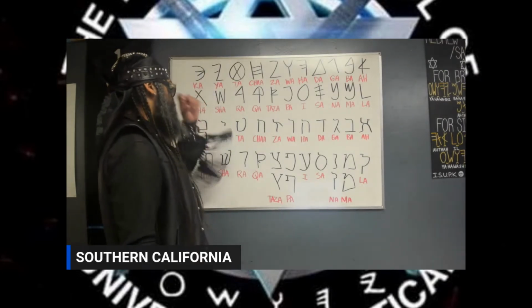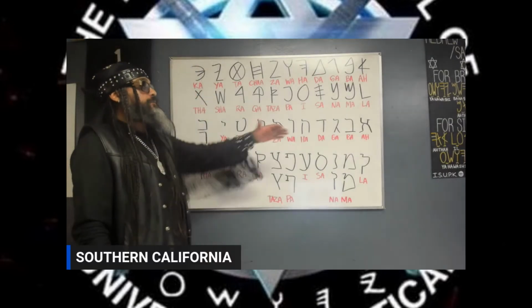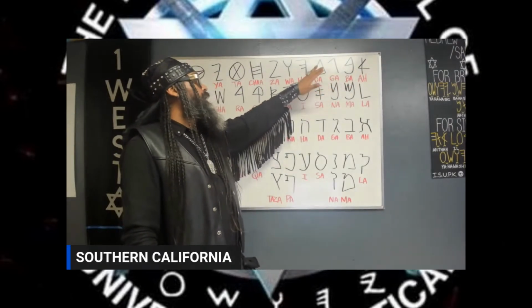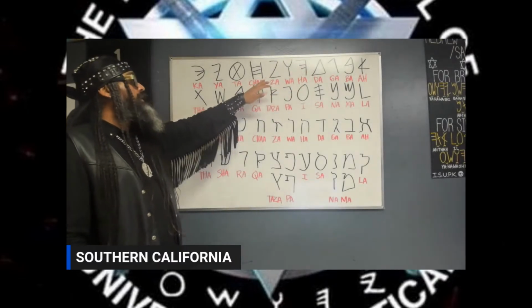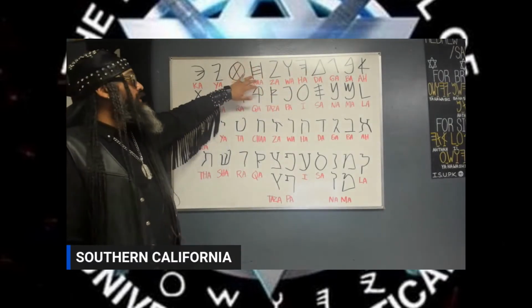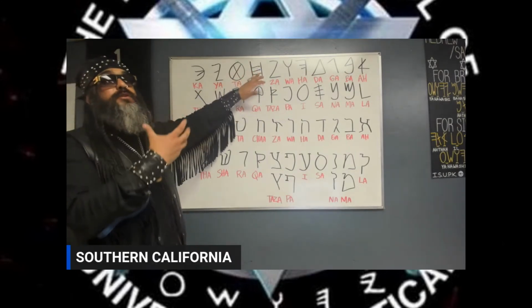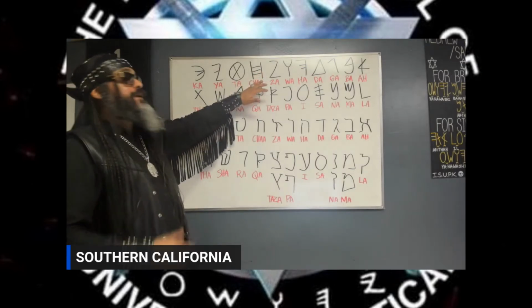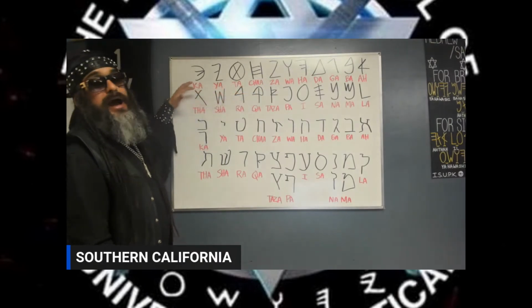All right, so I'm going to just go over the characters. From right to left, we have a, ba, ga, da, ha, wa, za, ha. The way you pronounce this character here, the ha, you have to pronounce it with the vibration of your throat. Ka, ta, ya, ka.